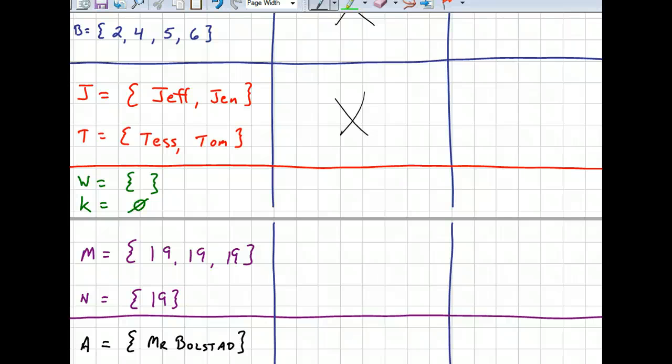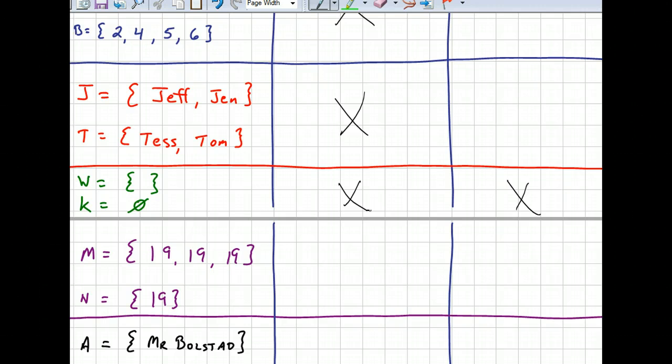W and K. W is an empty bracket and K is an empty set. They're equal sets, right? They're both empty sets. Would something that's equal also be equivalent? Yes. Good point. If it's an equal set, do they have the same exact number of elements? Yes. So then you could say they're both equivalent and equal.